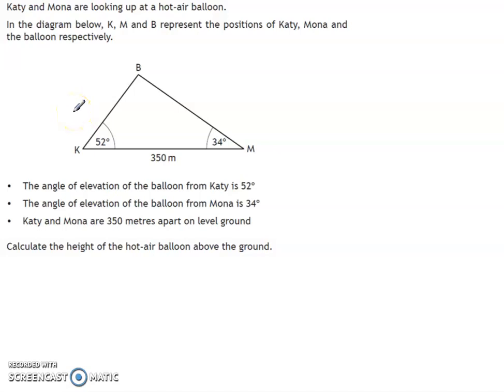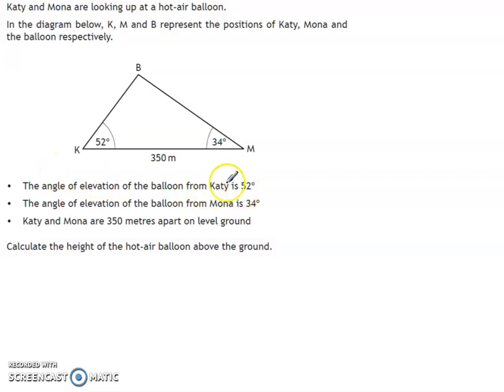Final question in the 2019 exam was looking at the application of sine rule, cosine rule and various other trig functions to real life applications. Now this one had Katie and Mona going up in a hot air balloon. This diagram here represented the positions of Katie, Mona and the balloon respectively.